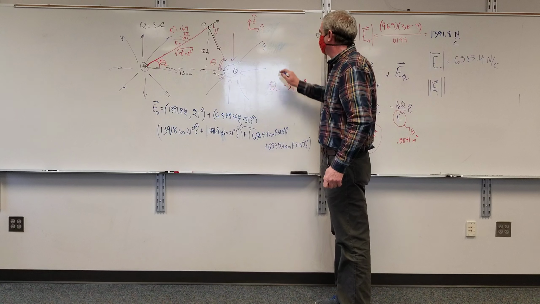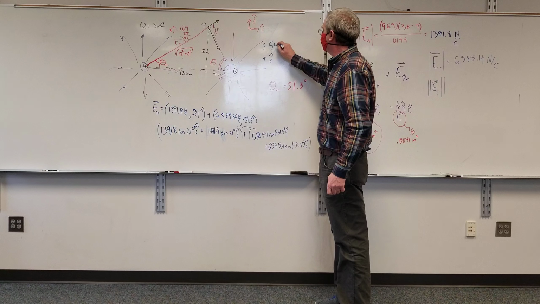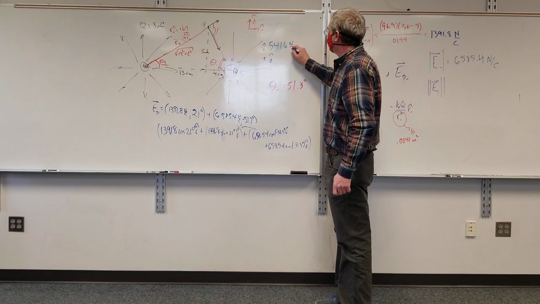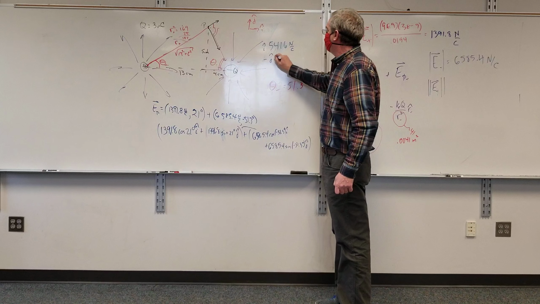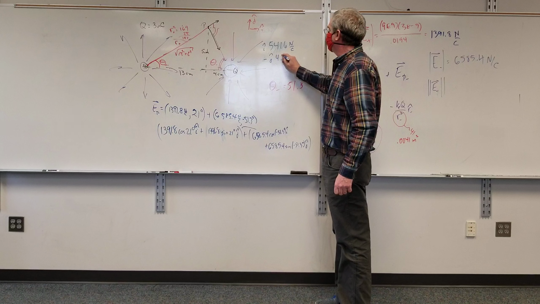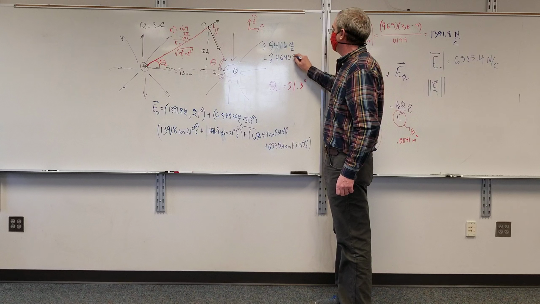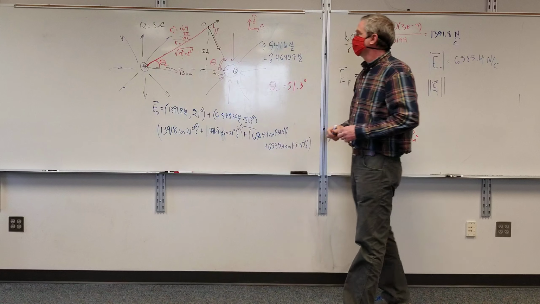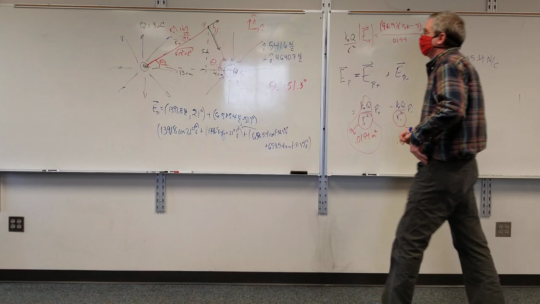Sorry. I have 5,416 newtons per coulomb i hat. Okay, correct, minus 4,640.7 newtons per coulomb j hat. Okay. And for whatever bizarre reason, I put the i hat and j hat up front instead of at the end.